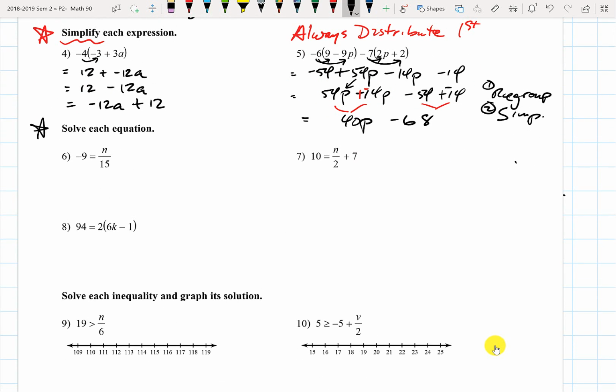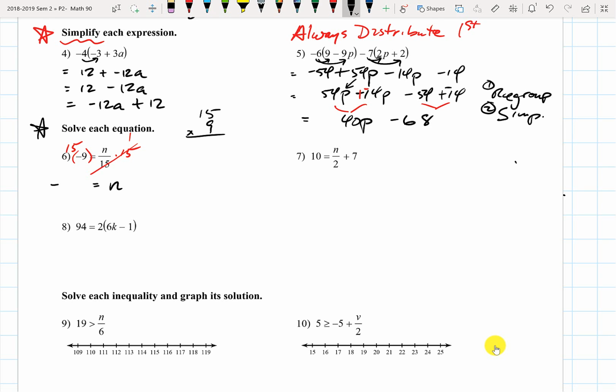Solving now. Okay, solving the equations. Always do the inverse, okay? N divided by 15. So the inverse of division is called multiplication. So you multiply both sides by 15, all right? And simplify. 15 divided by 15 is 1, okay? N times 1 is typically N. And 15 times negative 9 is negative something. And then you just figure out what 15 times 9 is.